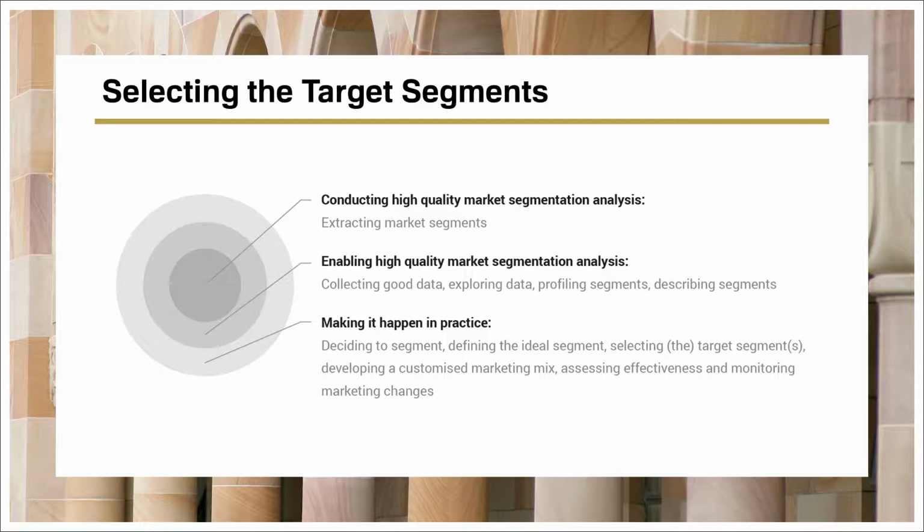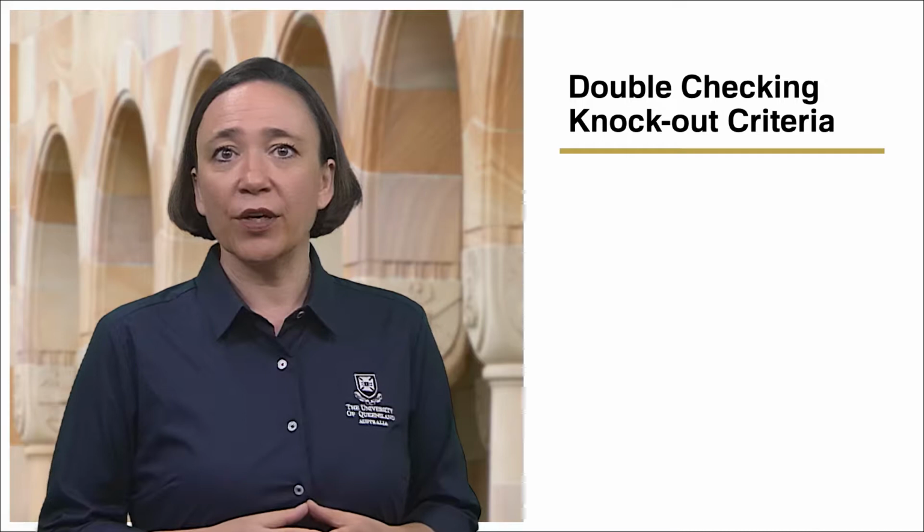The role of the data analyst at this stage is to supply essential information that has emerged from the analysis. The user needs to interpret these results and translate them into meaningful guidance to inform the critical decision of target segment selection. The first thing we need to do in step 8 is to make sure that the segments under consideration comply with all of the knockout criteria.